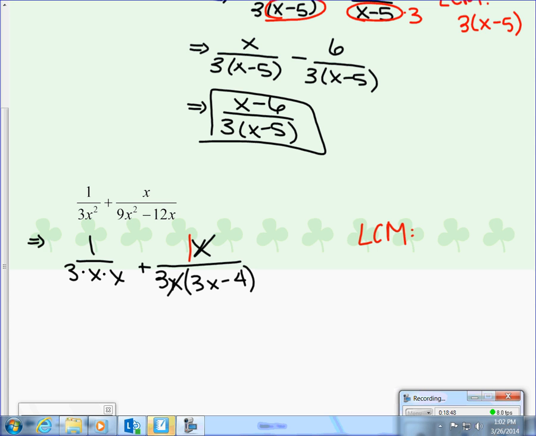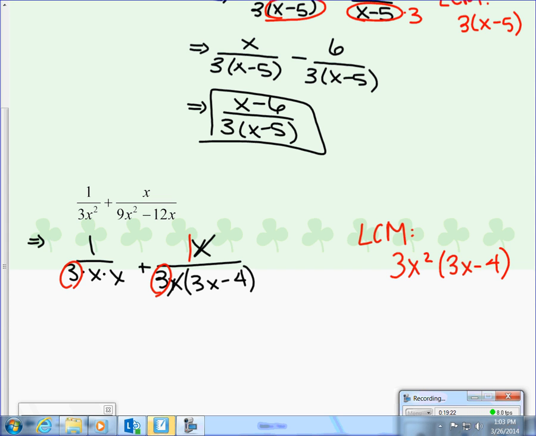So now if we go through, they both have a 3. Now do they have anything else? No. So I'm going to write that 3 one time. And now I have an x times an x left over, so an x squared, and then a 3x minus 4. So that's the denominator that we want them both to have.